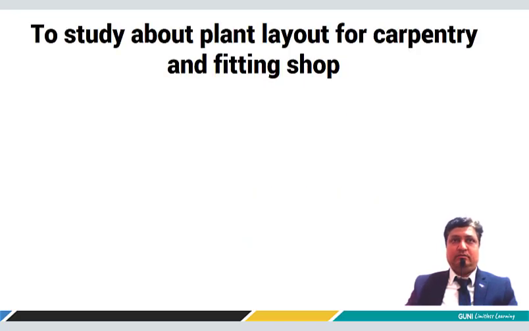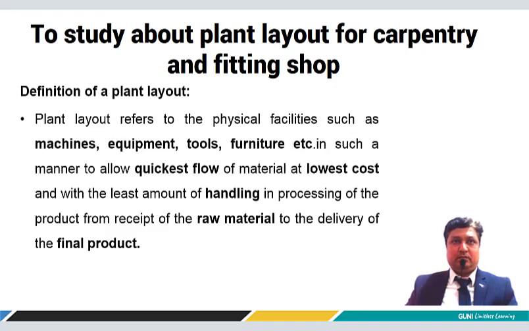First of all, we will see about the definition of plant layout. A plant layout refers to the arrangement of physical facilities such as machines, equipment, tools, furniture, etc. in such a manner as to allow the quickest flow of material at the lowest cost and with the least amount of handling in processing of the product, from the receipt of the raw material to the delivery of the final product.